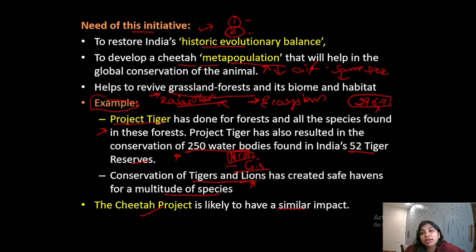See, simply saying a statement doesn't help us. We have to provide an example. When we provide an example, it substantiates and supports that argument. Simply saying it is reviving grassland, or that it will help revive an ecosystem, is not helpful. So we have to provide examples. Then you give this example, that is Project Tiger. And we're also taking an initiative for the conservation of this animal globally.